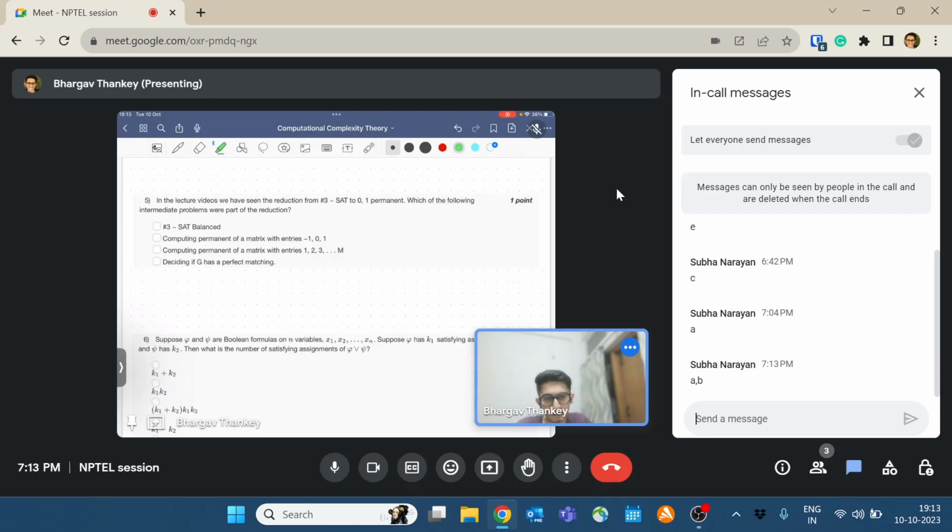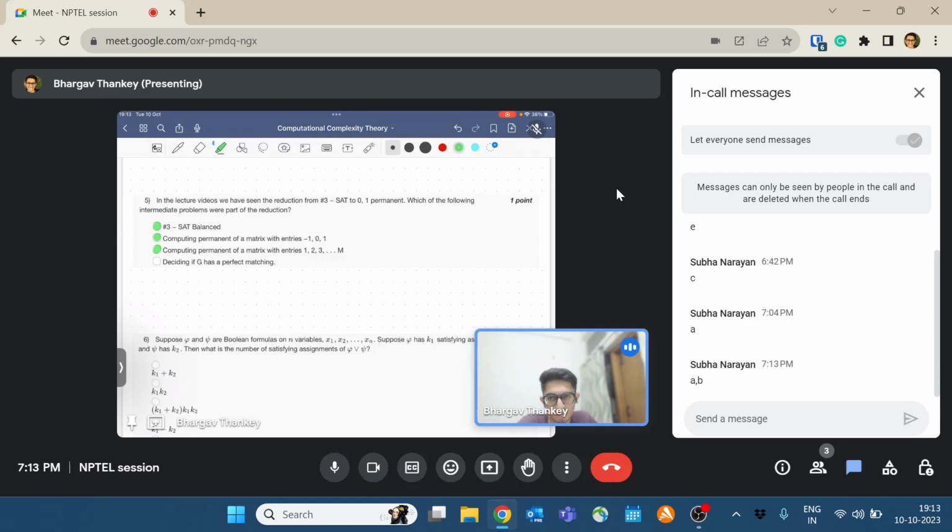Yes, so A and B are correct. But I think C is also correct, right? Yeah, so all three are correct.